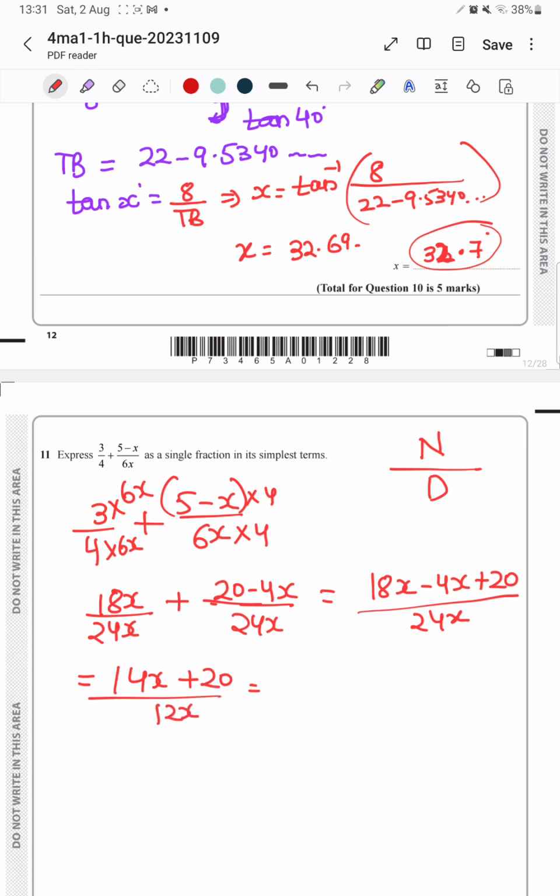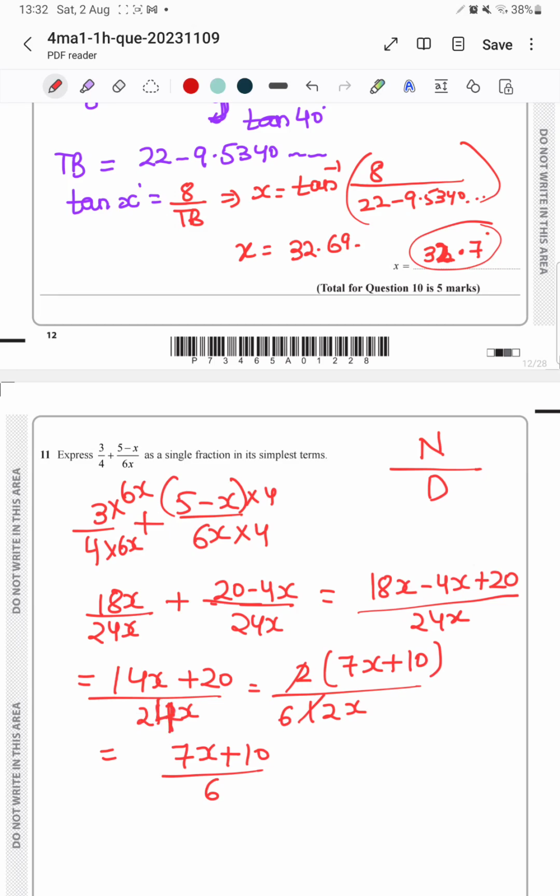If you see, we have to simplify this fraction as much as we can. So I can take 2 common from the numerator. So it is 2 times (7x plus 10), and in the denominator it is 24x. From here 2 and 24 can be cancelled out. Sorry, this is 24x here. Okay, so this will become 12x after the cancellation. So we are getting our final answer as 7x plus 10 over 12x. Okay.